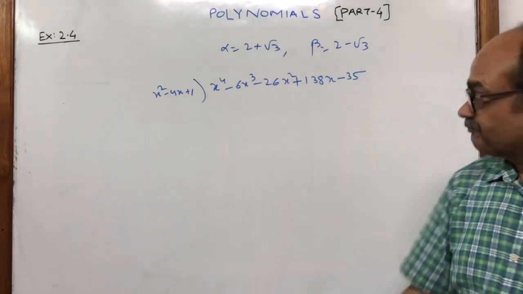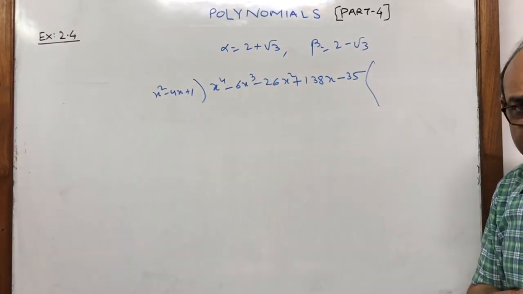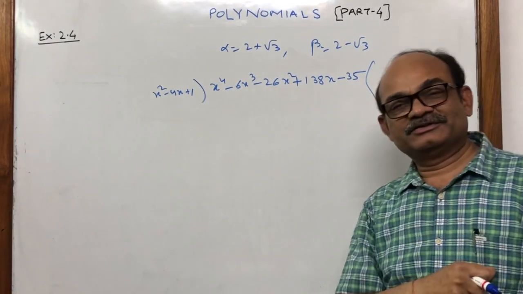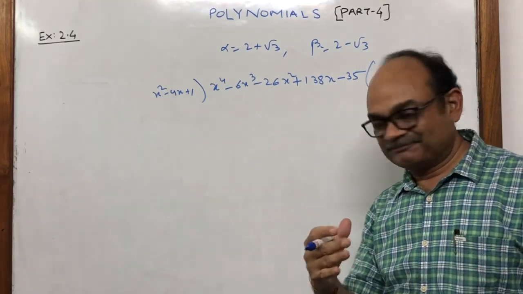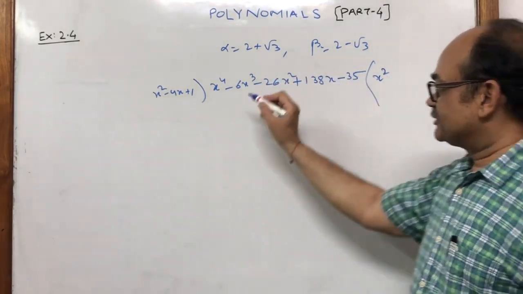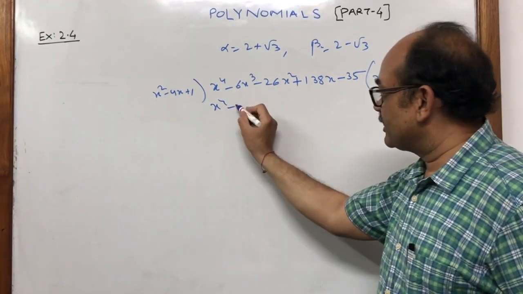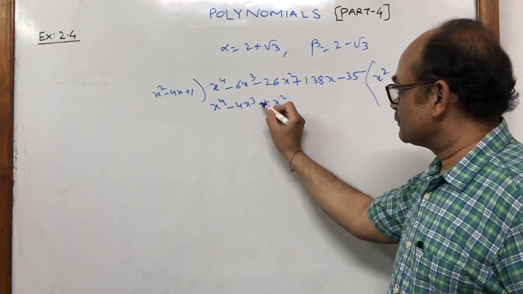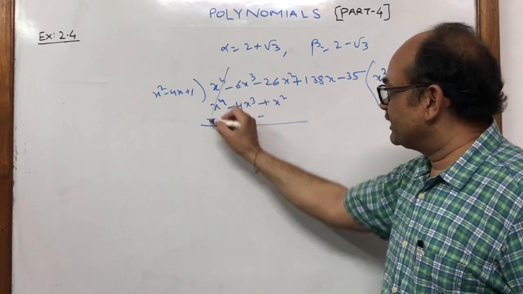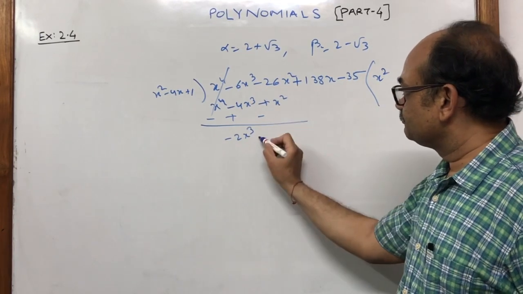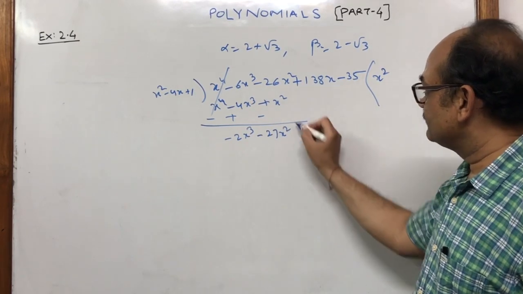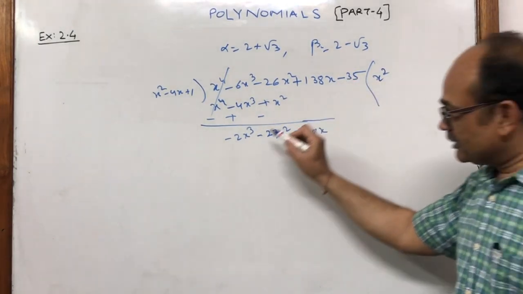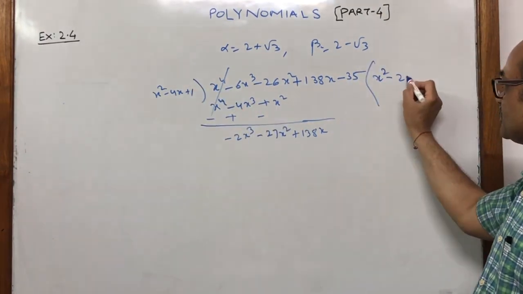Now when we divide, what is the quotient? And if we factorize the quotient, we'll have two more zeros. Same type of question again and again. First x square: x square into x square gives x to the power 4, then 4x cube, x square, only x square. If we subtract it, what are we getting? Minus 2x cube, minus 27x square, plus 138x. Easy. We need minus 2x cube, but we have x square, which means minus 2x is needed.